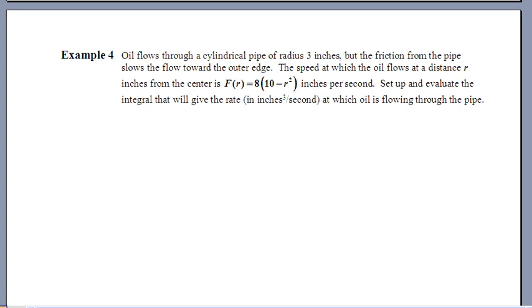Oil flows through a cylindrical pipe of radius 3 inches, but the friction from the pipe slows the flow towards the outer edge. So yeah, this happens when you have fluids flowing through pipes. It's actually the very center of the pipe that has the fastest flow. The speed at which the oil flows at a distance r inches from the center is given by some flow rate. Okay, complicated looking thing. Set up and evaluate the integral that will give the rate at which the oil is flowing through the pipe.